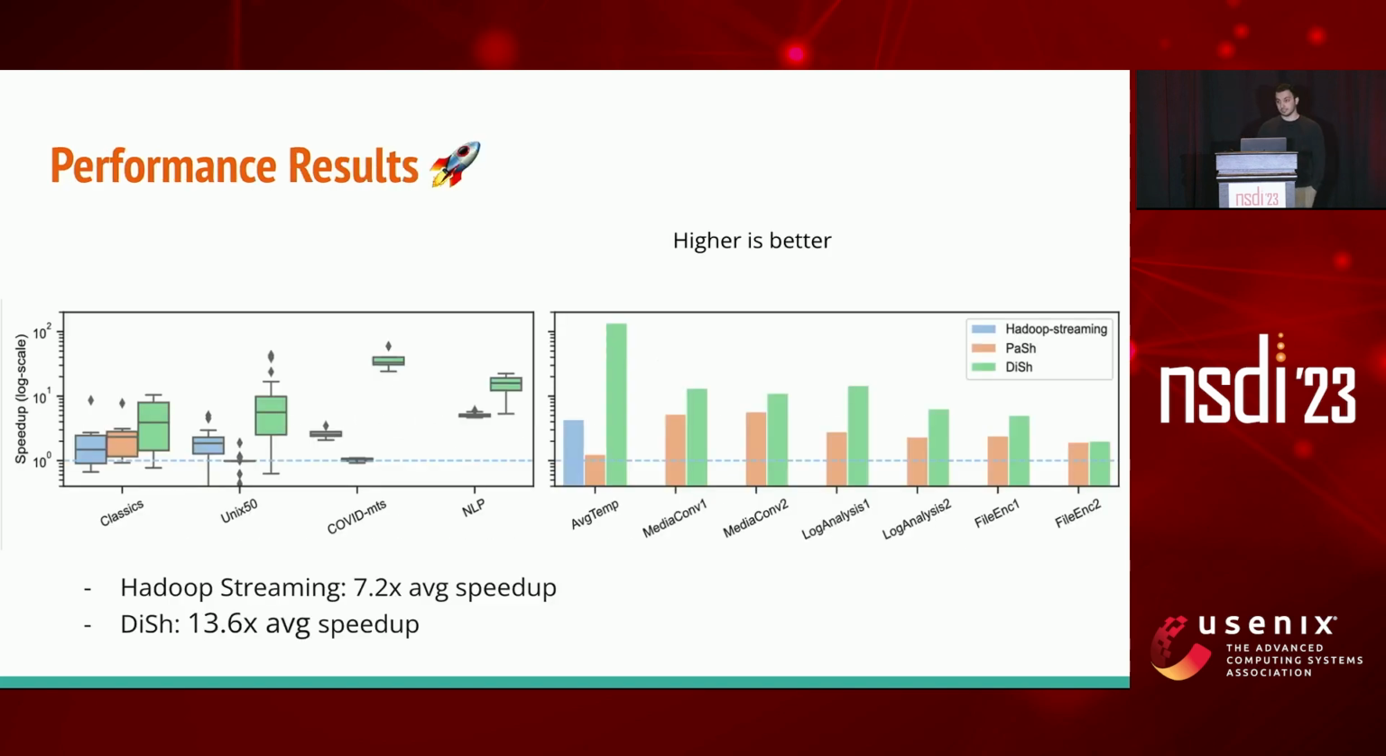And if you're wondering if this is just for that script, you can see our results across many benchmarks. On the y-axis, we have the speedups, and higher is better. And on the x-axis, we have a bunch of benchmarks. We ported many scripts into Hadoop Streaming, but for some scripts, we couldn't express them trivially with Hadoop Streaming, and we don't have results for those. On average, Hadoop Streaming gives you 7.2x speedup, while DiSh will give you 13.x speedup.